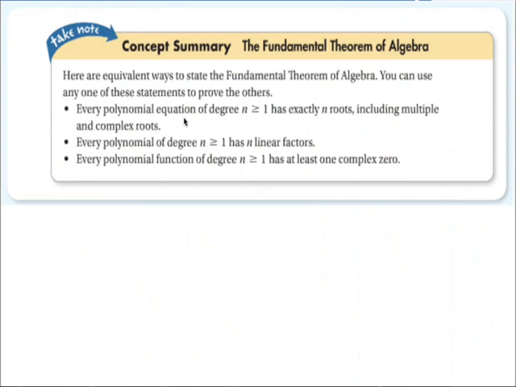Here's the fundamental theorem of algebra in more mathy terms, but it really is just saying the same thing we've been saying the whole time. If it's a quadratic function, it's got 2 roots, complex or real. If it's cubic, 3 roots, complex or real. Whatever the degree is, that's how many roots, that's how many zeros it has.